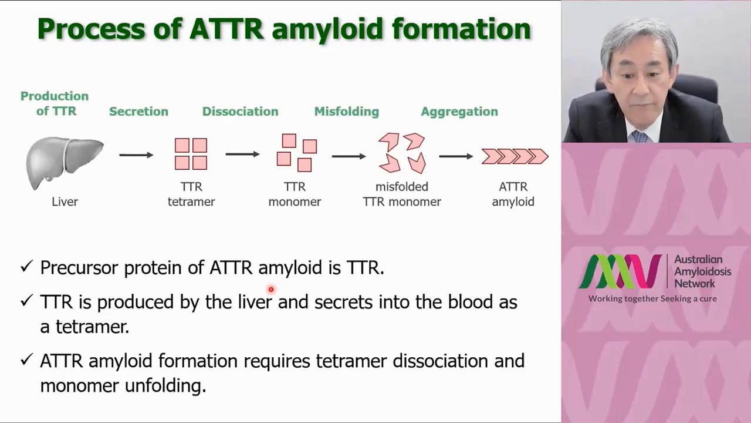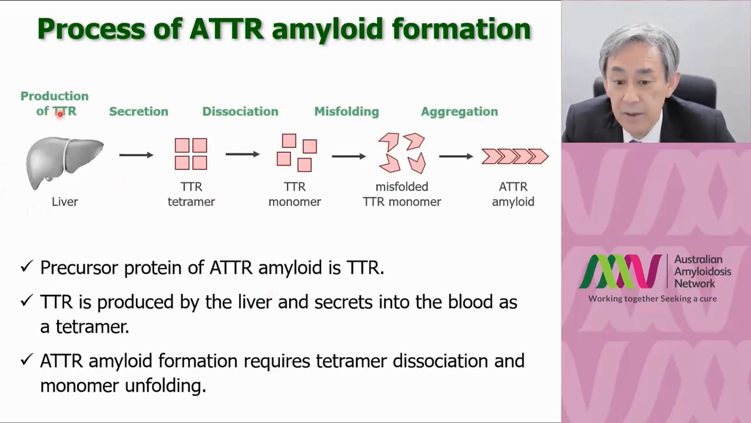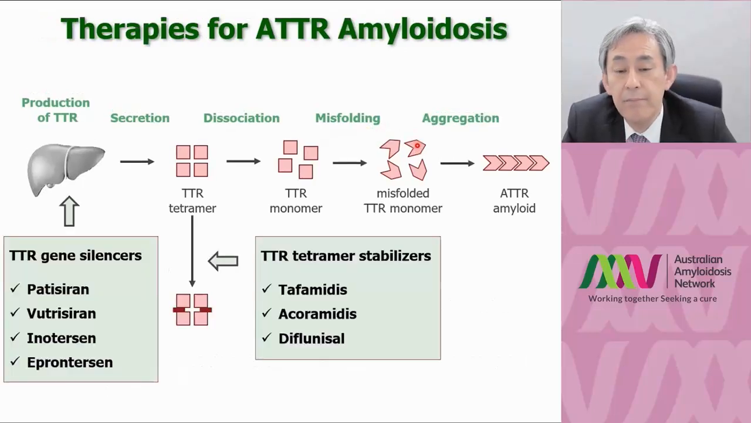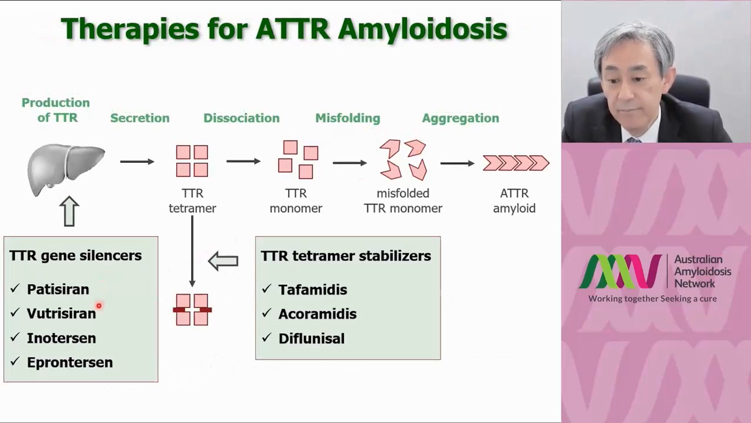The precursor protein of ATTR amyloid is TTR. TTR is produced by the liver and secreted into the blood as a tetramer. ATTR amyloid fibril formation requires tetramer dissociation and monomer unfolding. Based on this model, TTR gene silencers such as patisiran, vutrisiran, inotersen, and eplontersen, and TTR tetramer stabilizers such as tafamidis, acoramidis, and diflunisal have been developed, and their efficacy has been confirmed.